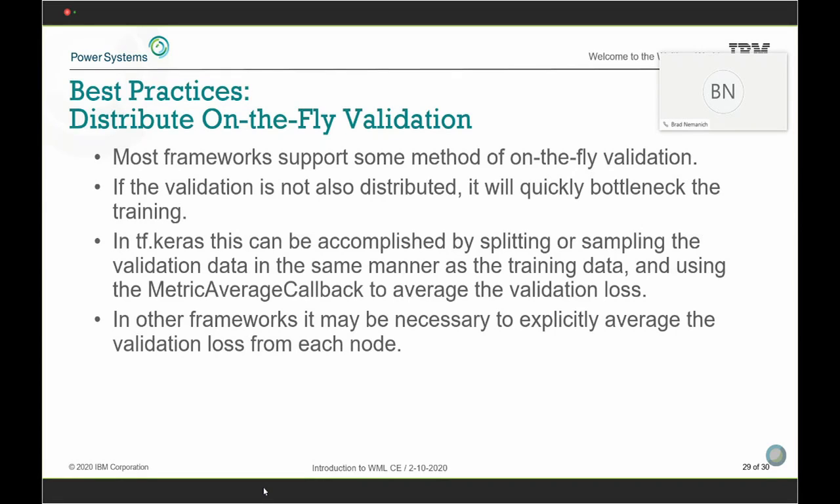So in TF-Keras, it's pretty easy to accomplish this by just splitting the validation data set or sampling it in the same way that you're handling your training data, and then using the metric average callback. Because as long as that validation loss is a metric, it'll be averaged with that metric average callback. In other frameworks, you might have to, again, make direct calls to Horovod Allreduce and things like that.